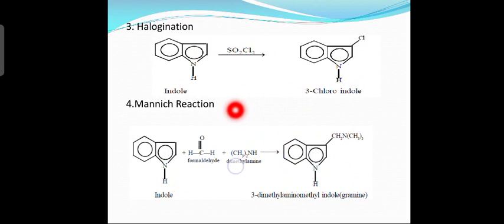Next reaction is the Mannich reaction. This is also one of the important reactions of indole. What is the Mannich reaction? Indole reacts with formaldehyde and dimethylamine. What is the formula? Dimethylamine is (CH3)2NH, formaldehyde is HCHO. So in the Mannich reaction, indole reacts with formaldehyde and dimethylamine to form 3-dimethylaminomethyl indole. So this is the product. The common name is gramine. So this is known as the Mannich reaction.